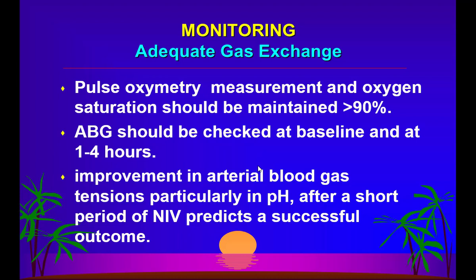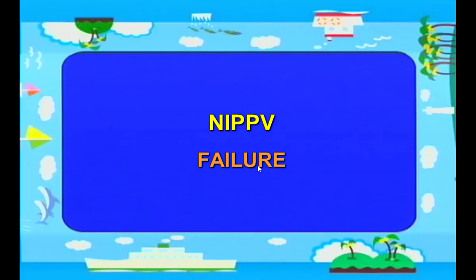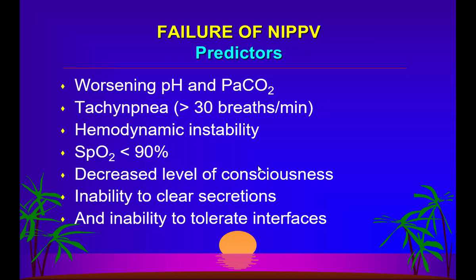Now you also have to monitor these patients in terms of the ABG and the pulse oximetry. Pulse oximetry has to be there all the time. They must be able to maintain adequate oxygen saturation. Ideally you keep the saturation between 88 to 92%. Do ABG after 1 to 4 hours, see how his oxygenation is, how his CO2 level is. Especially look at the pH values. The pH should improve. CO2 may not improve, but the pH has to improve. That is very important.